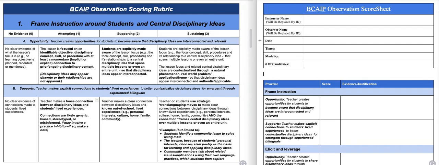Here we are back at our observation rubric, looking at practice number 1. And we're also seeing our BCAIP observation score sheet. There should be a link to this score sheet in this module or slide or whatever it is you're looking at. I'm not sure what the exact structure will be, but you should have this.